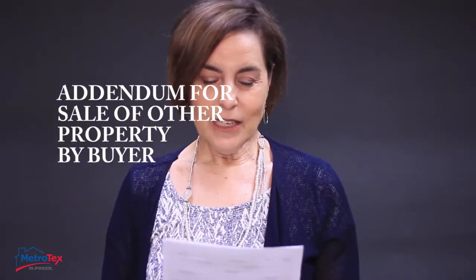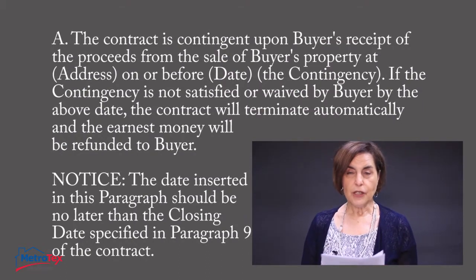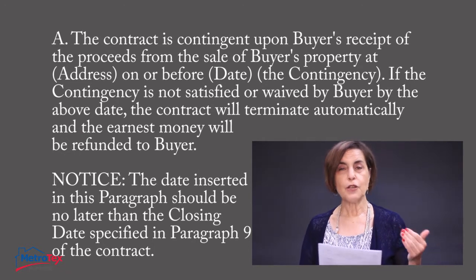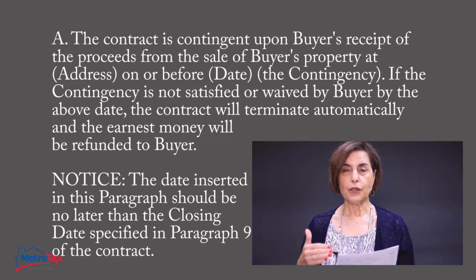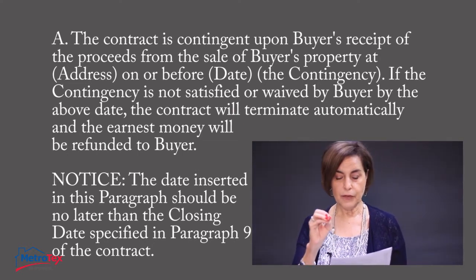Okay, the next addendum, the addendum for sale of other property by buyer, we think of as a contingency, or a contingency contract is what we've now gone into. That's how we think of this. But this is the addendum that you would use. And this one's a little bit tricky, so it'll take us a bit to get through this one. The contract is contingent upon the buyer's receipt of the proceeds from the sale of their property at, and you put the property address of what they're selling, on or before a certain date. So let's just arguably say August 1st right now so that we have something we can tie into.